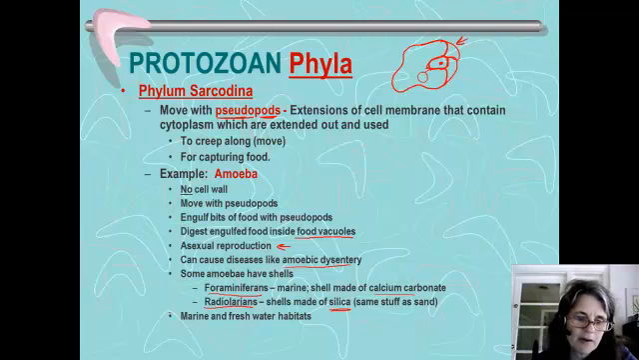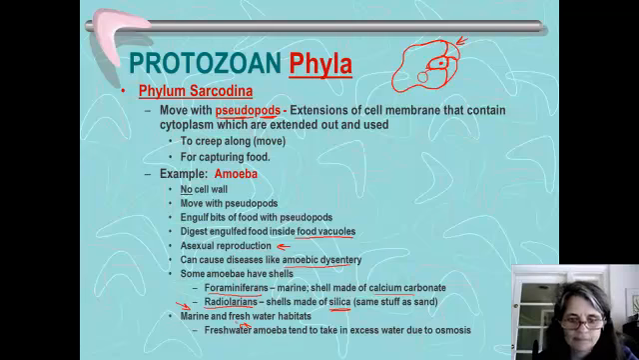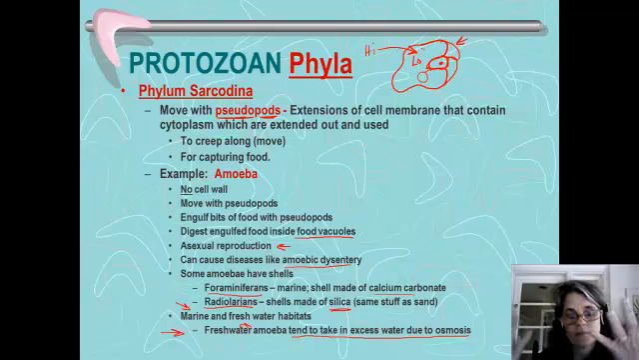You would find amoeba in both saltwater, marine, or freshwater habitats. Now, you ought to remember that freshwater amoeba do tend to take in excess water due to osmosis. Remember, if an amoeba is in water, the concentration of water outside is going to be high, the concentration inside is low, and so water would flow in, and since this thing has no cell wall, it could burst. There has to be some way to deal with that.